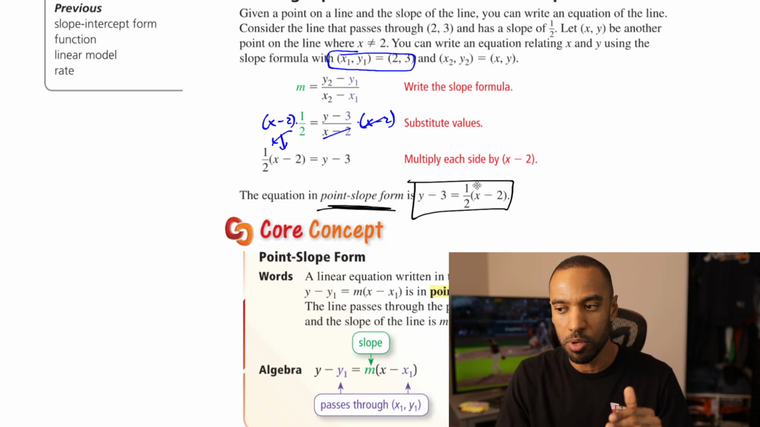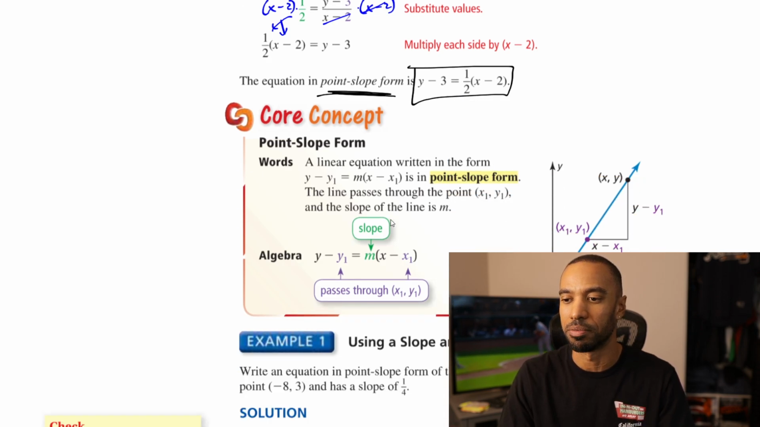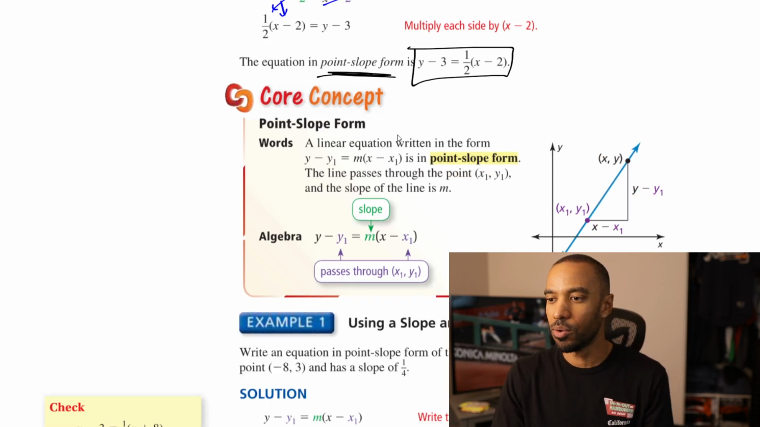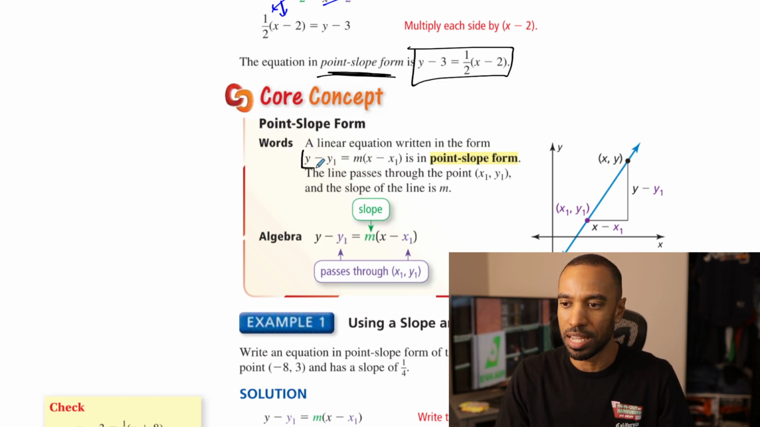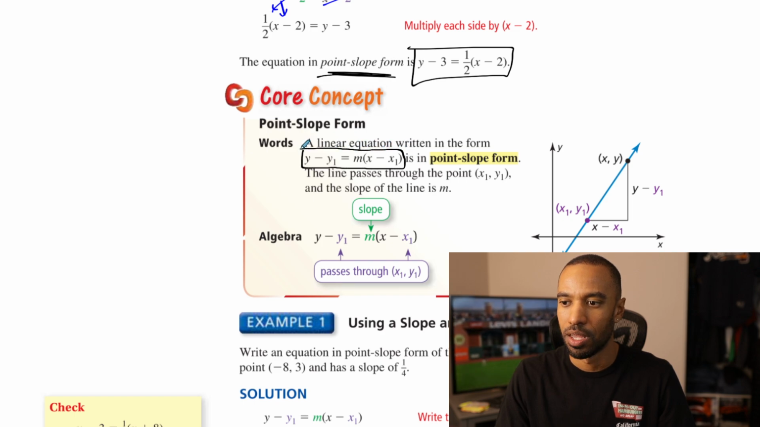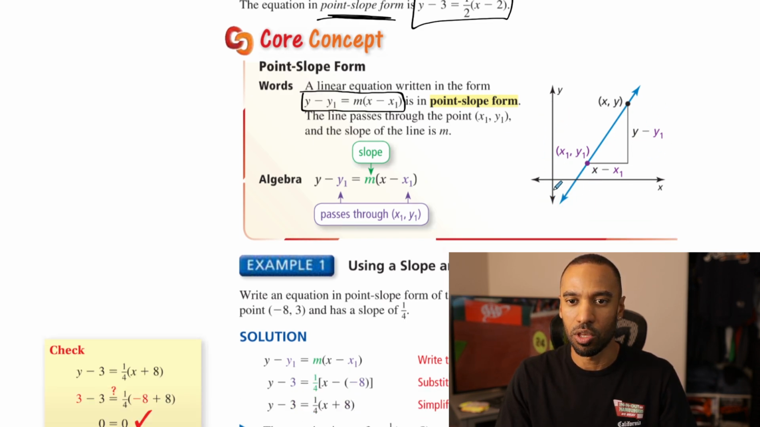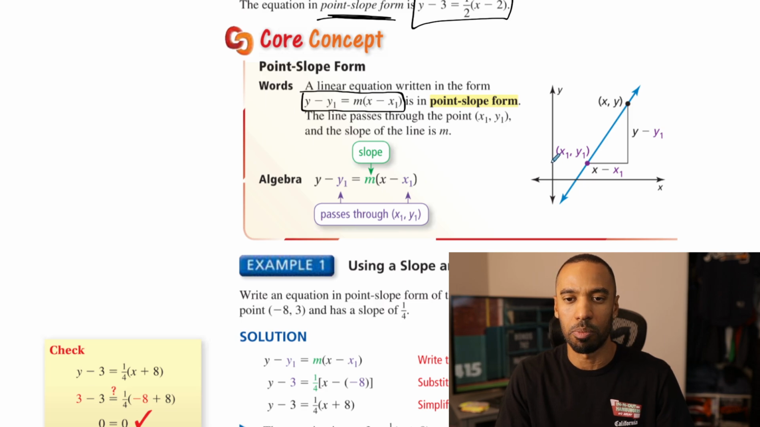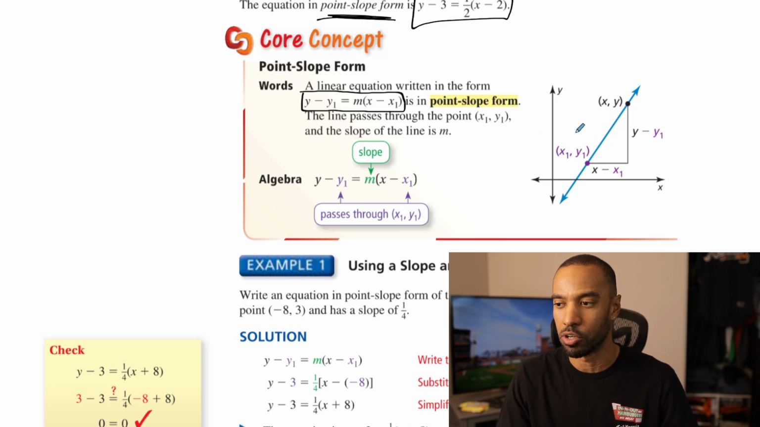Our goal is not to distribute this or anything, because this is a graphable form, something we can work off of. Point-slope form: a linear equation written in the form y minus y1 equals m times the quantity x minus x1 is in point-slope form. The line passes through the point (x1, y1), and the slope of the line is m. So visually, if we don't have a point that's on the y-axis, then we probably shouldn't use slope-intercept form right off the bat. So we have another form that represents starting from some other point and applying your slope from there.